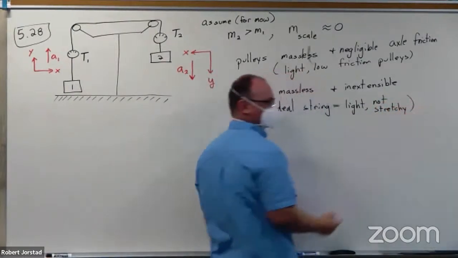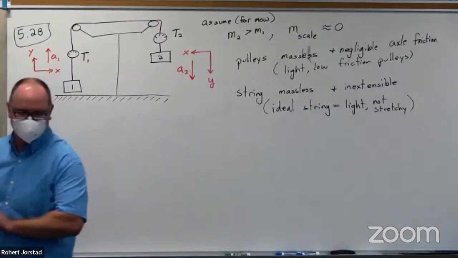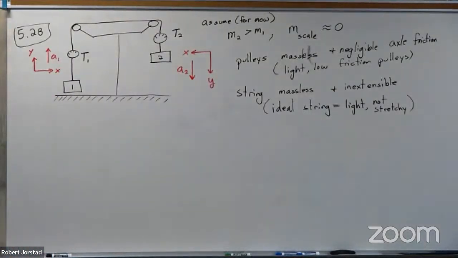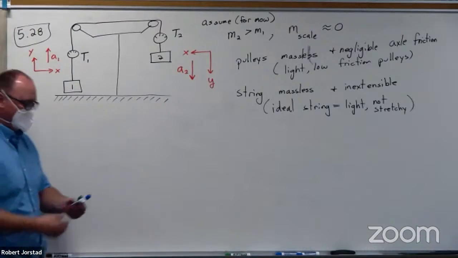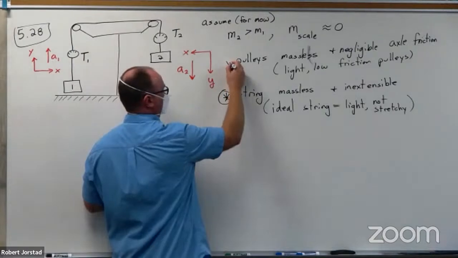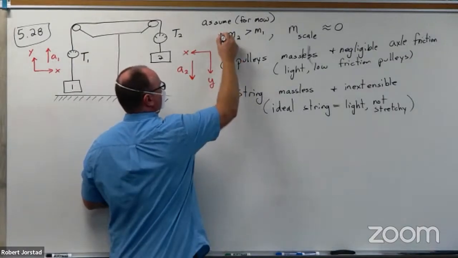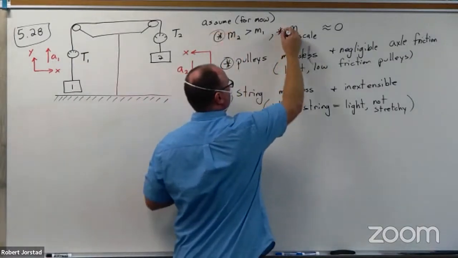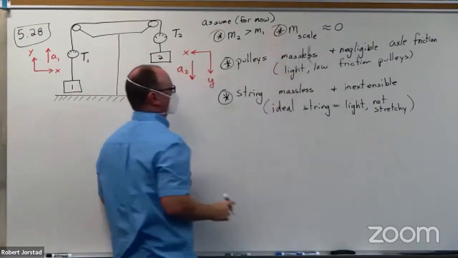So basically, I'm not using a heavy bungee cord. I'm not using a chain. I'm using a light string that doesn't stretch that much. So these are pretty huge assumptions. There's a lot in there. There's 4 of them there. Okay.